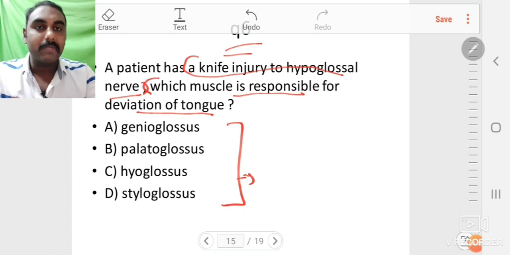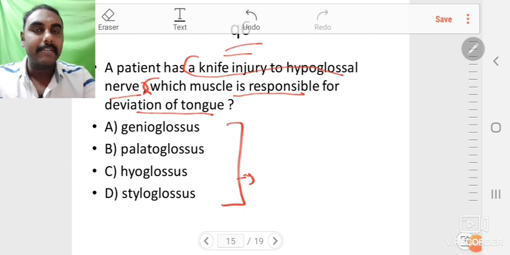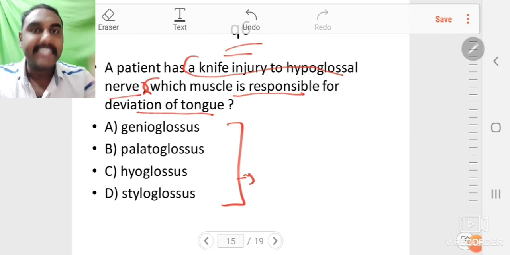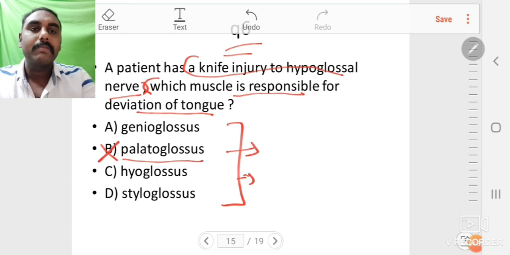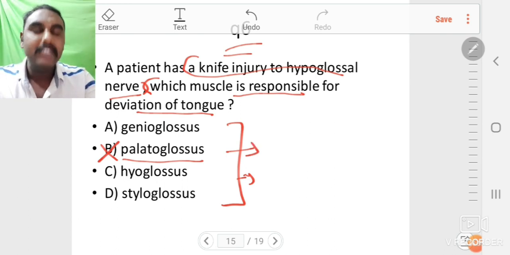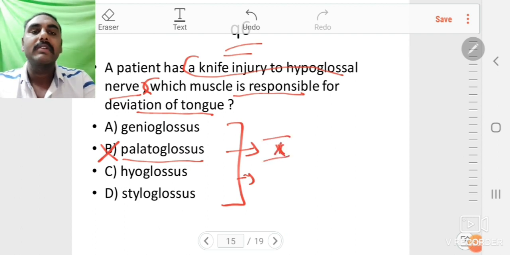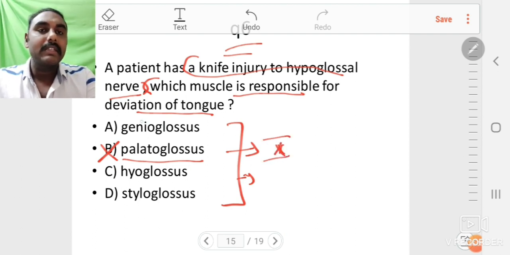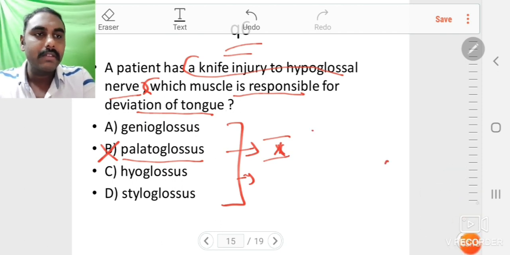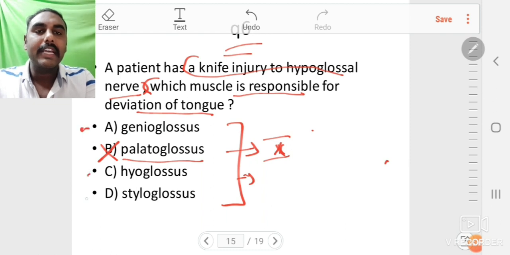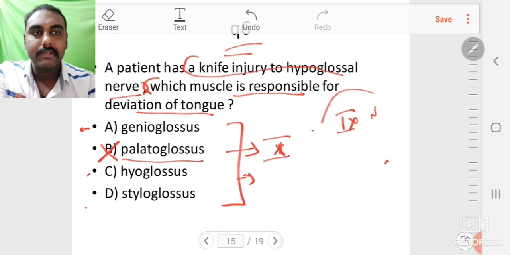For ruling out the options, we know all muscles of the tongue are supplied by the hypoglossal nerve except palatoglossus. Palatoglossus is supplied by which nerve? It is supplied by the 10th nerve, vagus nerve. So genioglossus, hyoglossus, styloglossus are all supplied by the hypoglossal nerve, the 12th nerve.